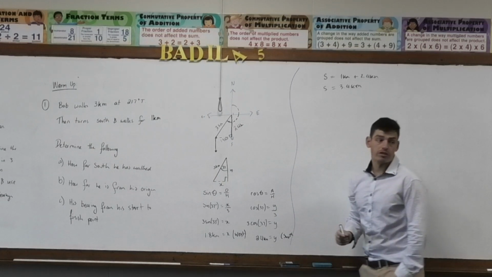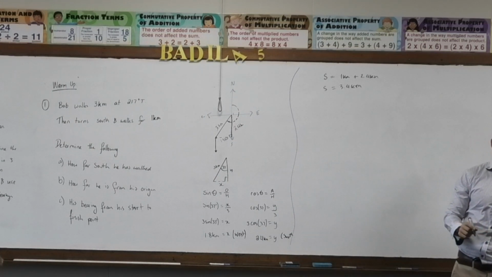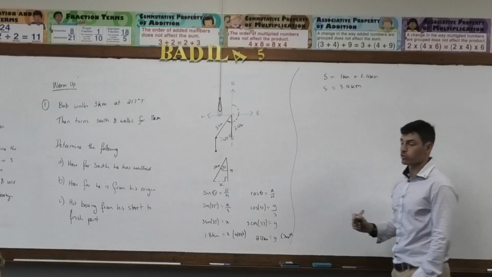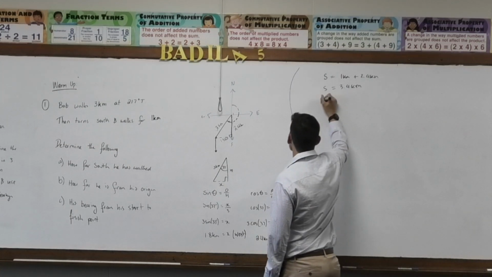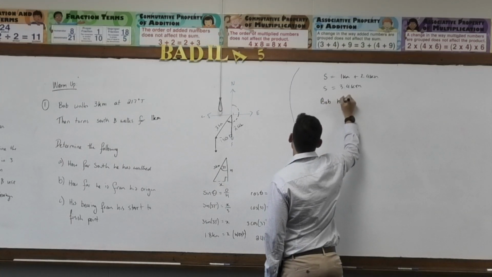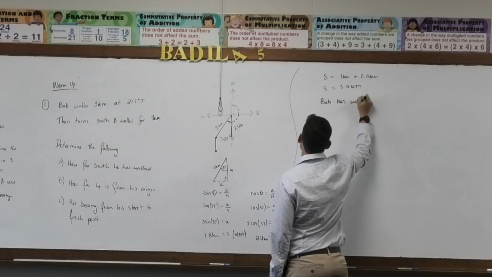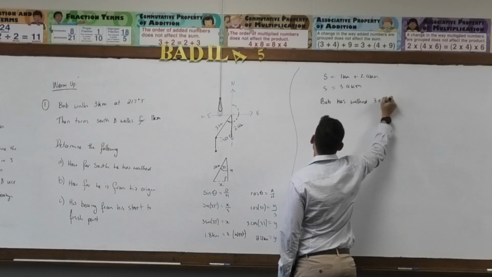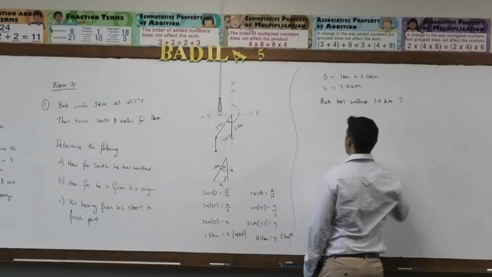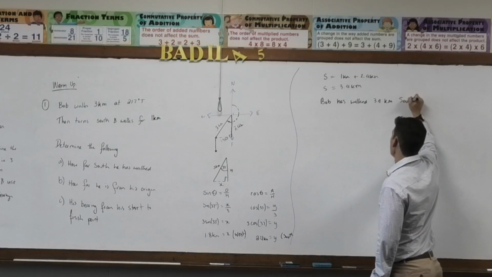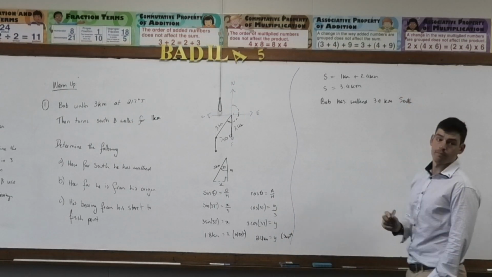What should I finish with? Should I just leave it like that? Word problem, I should have a worded response, correct? So I'd write Bob's walk, 3.4 kilometres south. Now this time, I need to redraw my diagram.